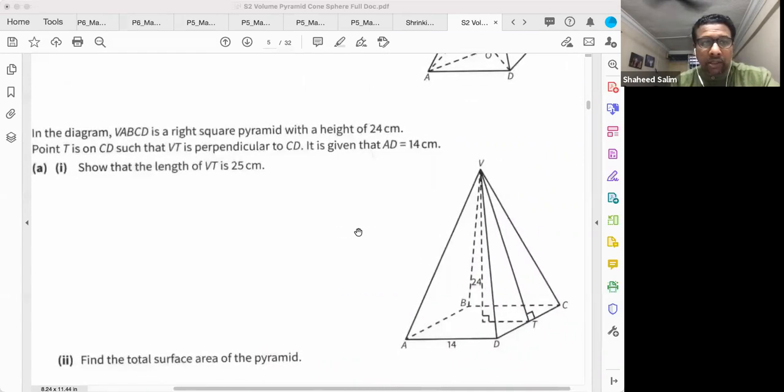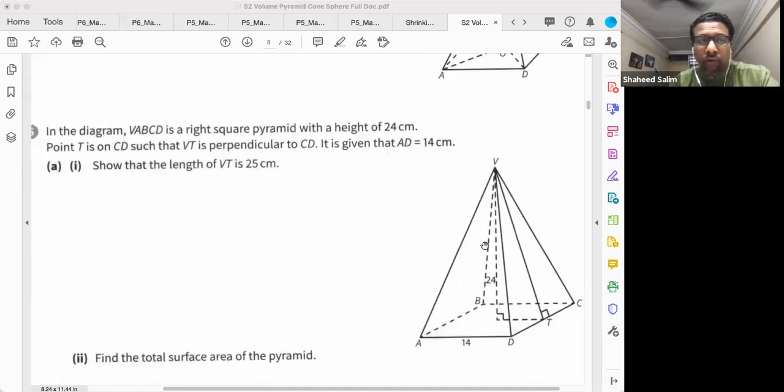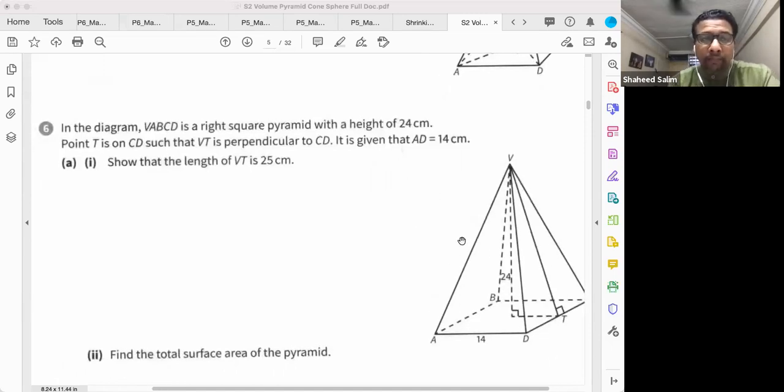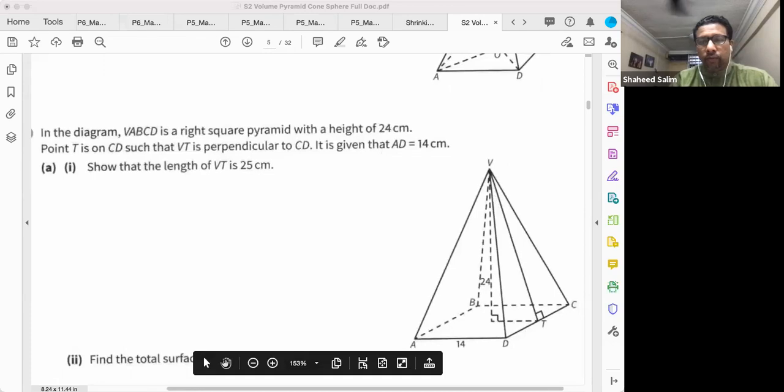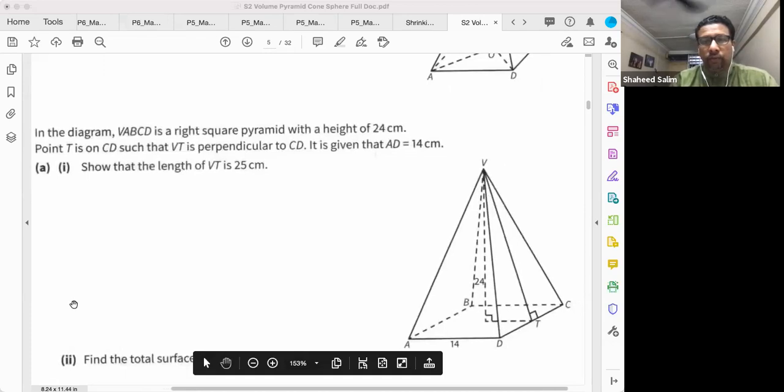Okay, bottom is a square. Can you find the volume for 6A? Volume, I do not want you to find surface area. We'll do that another time. What is the volume? Remember, bottom is a square.